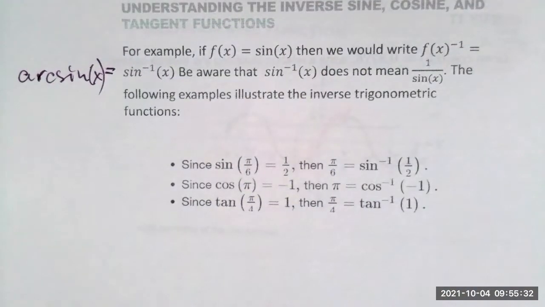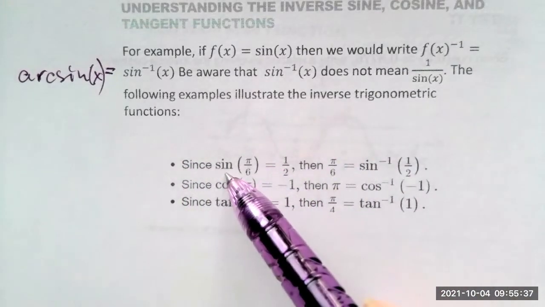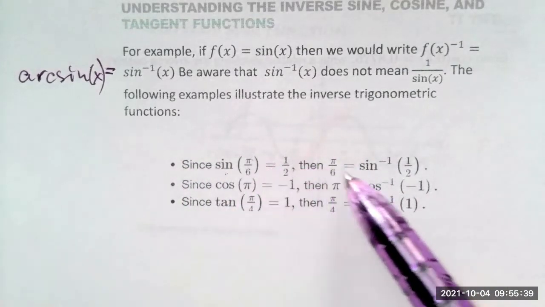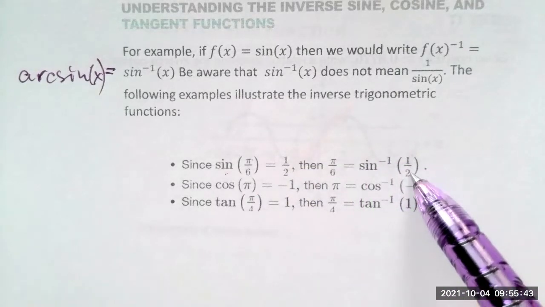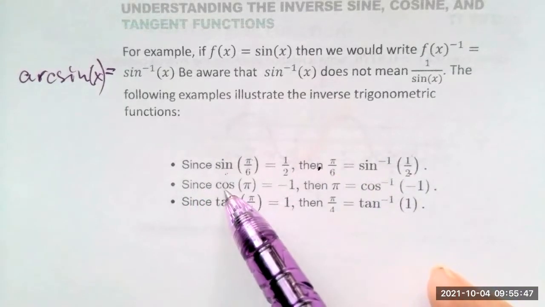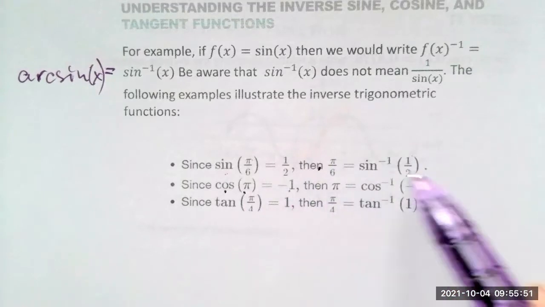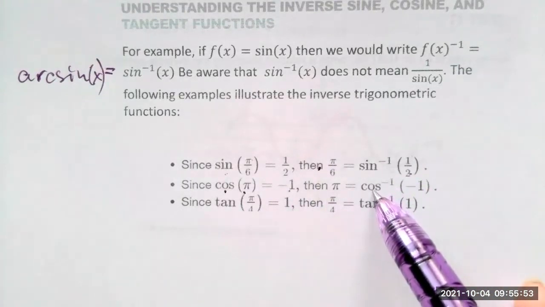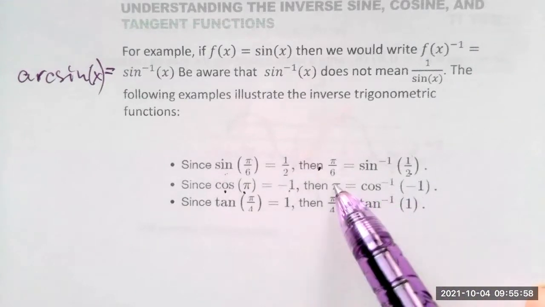All right, and like we said, since sine of pi over 6 is 1/2, then we know that the inverse sine of 1/2 is pi over 6. The sine of pi over 2 is 1, so the arc sine of, or inverse sine of, 1 is going to be pi over 2.